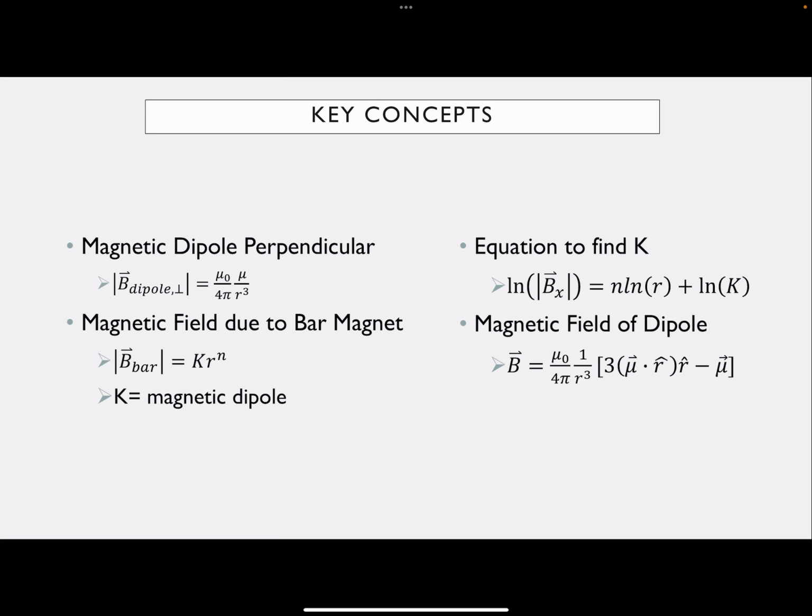The key concepts for this lab were the magnetic dipole, perpendicular. We have mu naught over 4 pi, and that's the constant. And then we also have mu, which is the magnetic dipole as well. We also have the magnetic field due to a bar magnet, which is K R^N. K is the magnetic dipole in this case. And the equation we used to find K was the natural log of the magnetic field in the x direction equals N times the natural log of R, the distance vector, plus the natural log of K. So that allowed us to find K, and then we also had the magnetic field of a dipole. So these were just some concepts that were essential to understanding this lab.